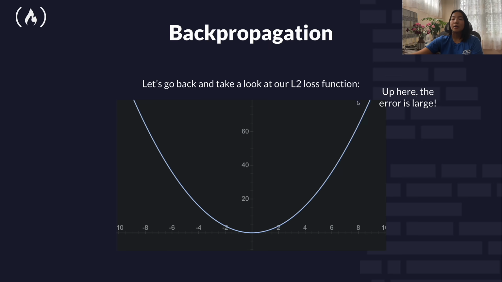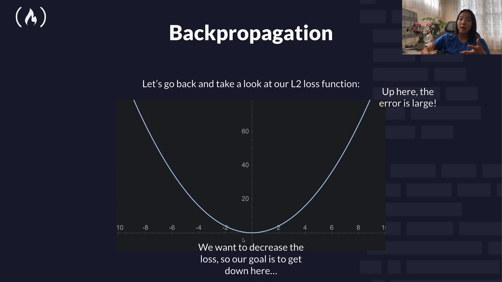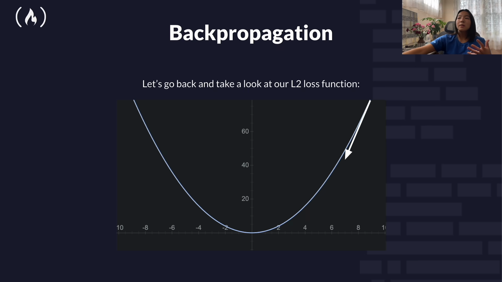Well, up here, the error is really, really large. And our goal is to get somewhere down here where the loss is decreased, right? Because that means that our predicted value is closer to our true value. So that means that we want to go this way, okay? And thanks to a lot of properties of math, something that we can do is called gradient descent in order to follow this slope down this way.